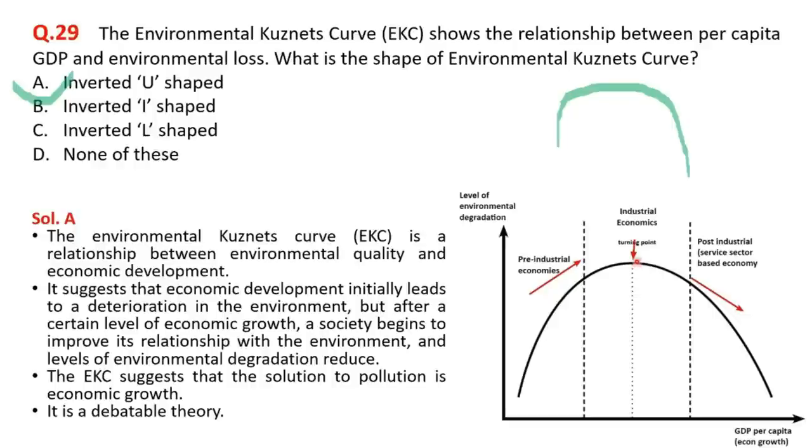But when it reaches a certain point, it will reach the peak, where the environmental degradation is maximum. And after this point, what happens is GDP keeps increasing, but the environmental degradation or the pollution keeps reducing. So this is what this curve represents.